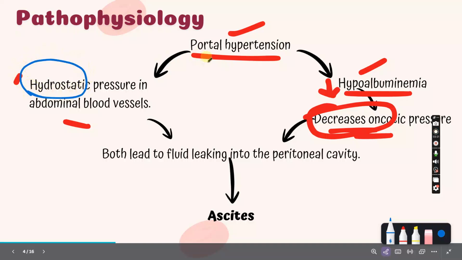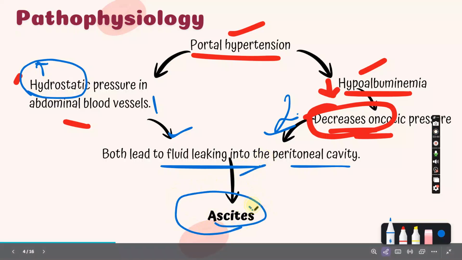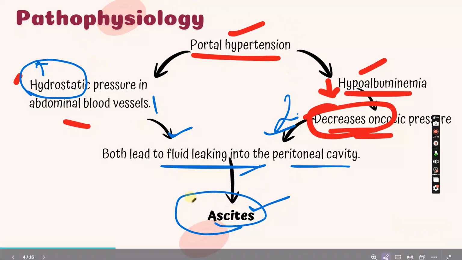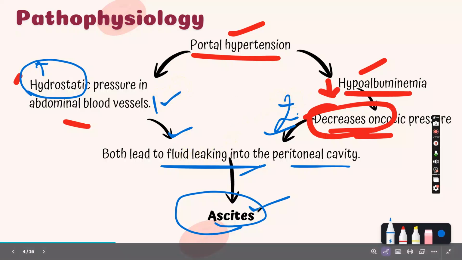These are the two things: the increase of the hydrostatic pressure and the decrease in the oncotic pressure. Both of these contributing factors lead to fluid leakage in the peritoneal cavity, which eventually leads to a disease condition that is ascites. So this was the pathophysiology. Portal hypertension leads to an increase in hydrostatic pressure and hypoalbuminemia. Hypoalbuminemia leads to a decrease in oncotic pressure, and both factor 1 and factor 2 lead to fluid leakage, which is eventually known as ascites.